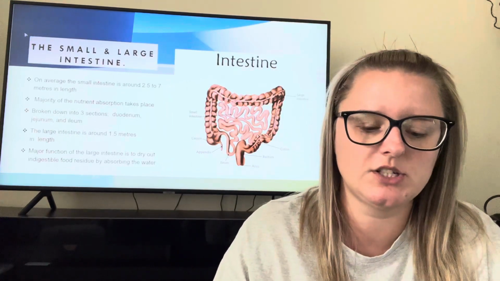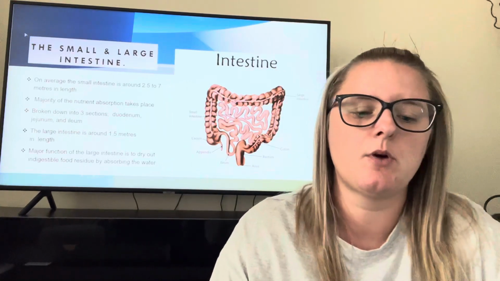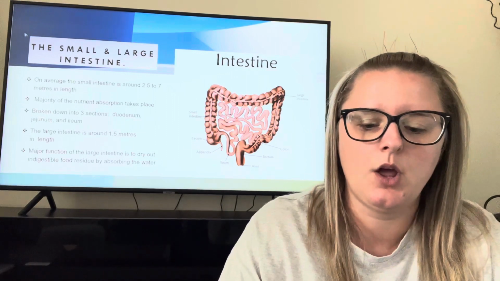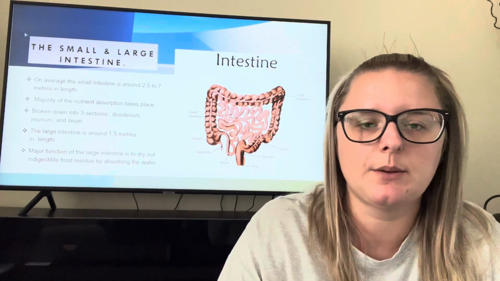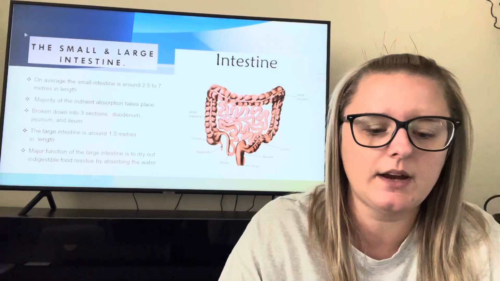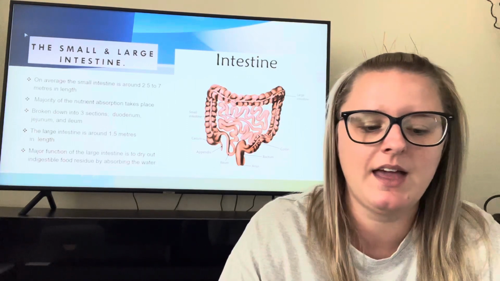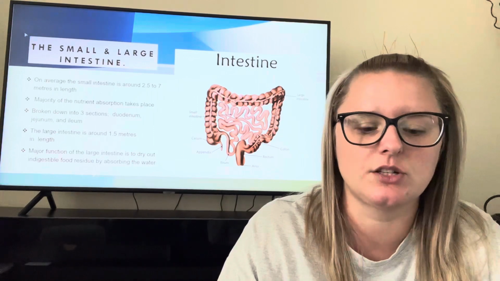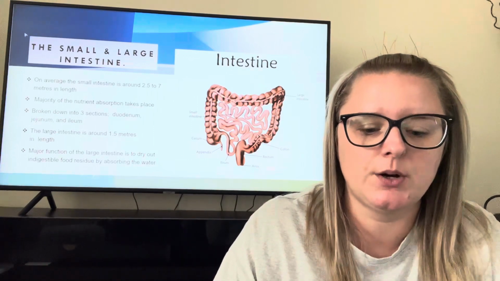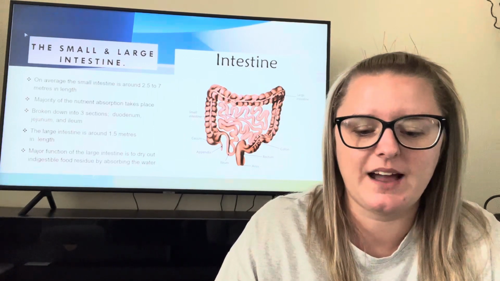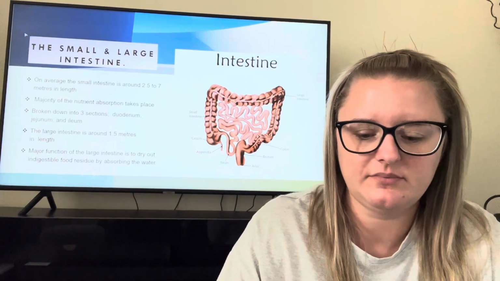The small and large intestine. The small intestine is a long, winding organ where the majority of the nutrient absorption takes place. On average, the small intestine is around 2.5 to 7 metres in length and is broken down into 3 sections: the duodenum, the jejunum, and the ileum.